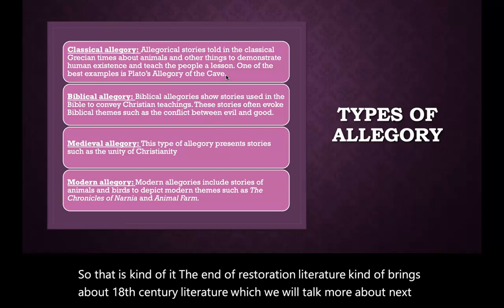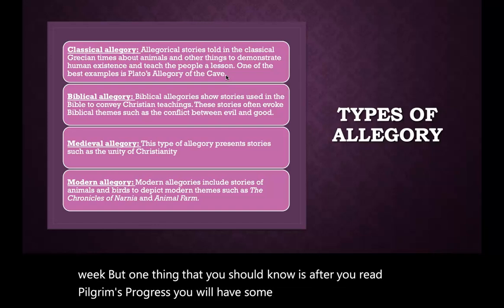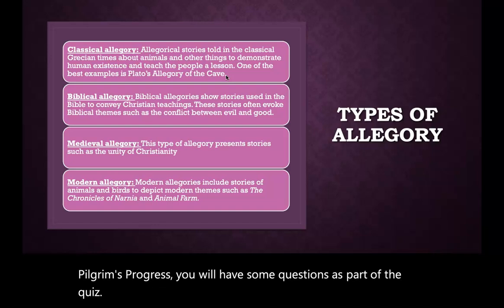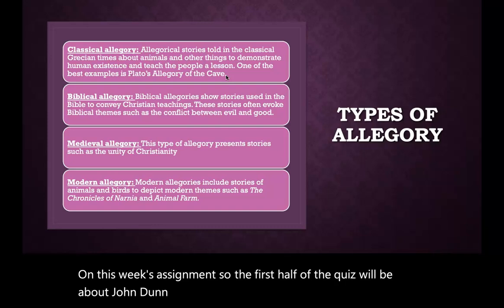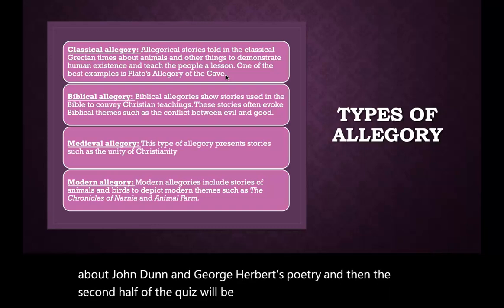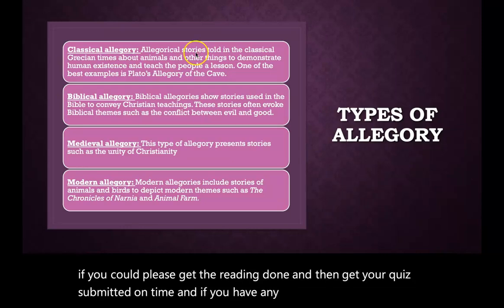One thing that you should know is after you read Pilgrim's Progress, you will have some questions as part of the quiz on this week's assignment. The first half of the quiz will be about John Donne and George Herbert's poetry, and the second half of the quiz will be about Bunyan's Pilgrim's Progress. So if you could please get the reading done and get your quiz submitted on time, and if you have any questions at all, please let me know. Thanks.